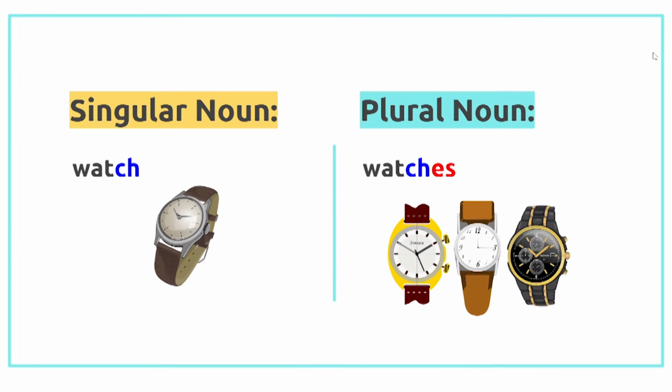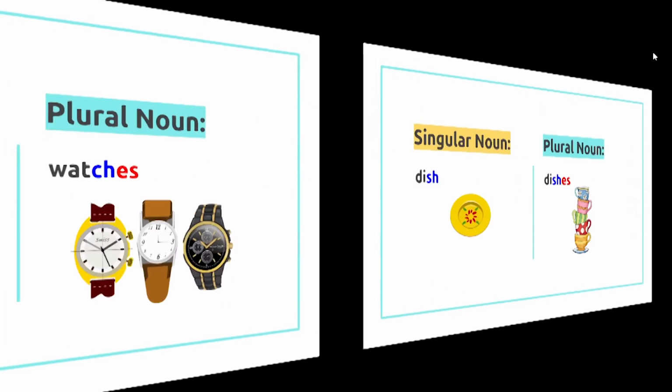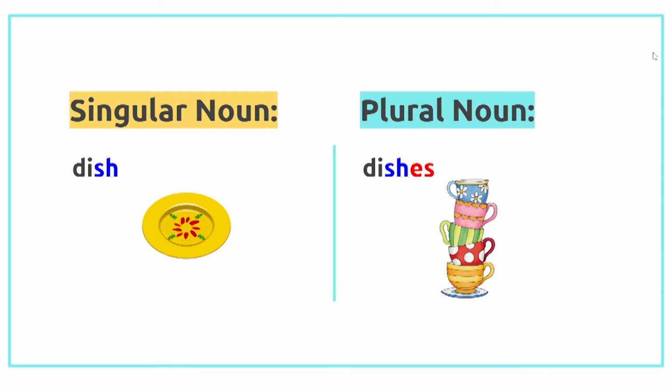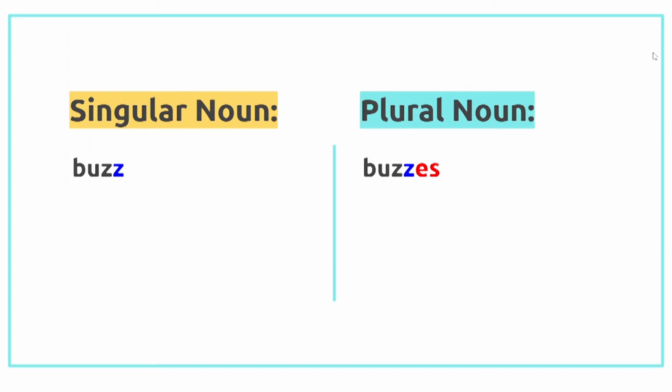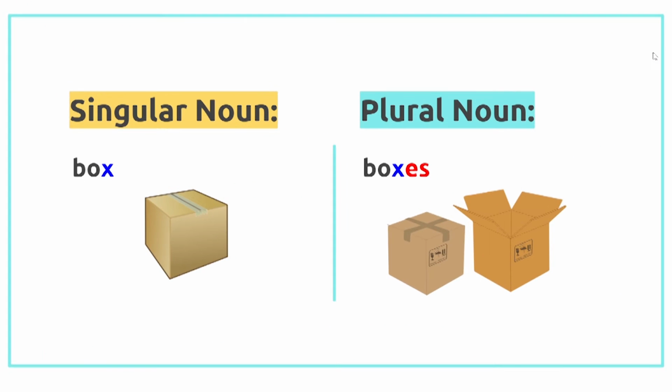For example, the plural of watch is not watchs, it's watches. The plural form of dish is not dishs, it's dishes. The plural form of class is not clas, it is classes. The plural form of buzz is not buzzs, it is buzzes. The plural form of box is not boxs, it is boxes.